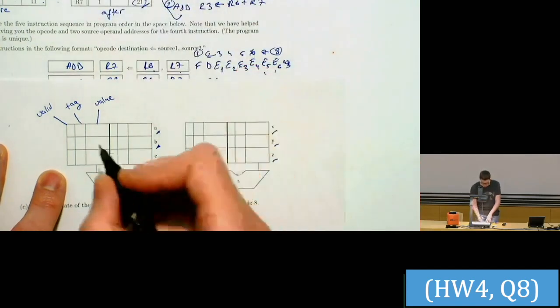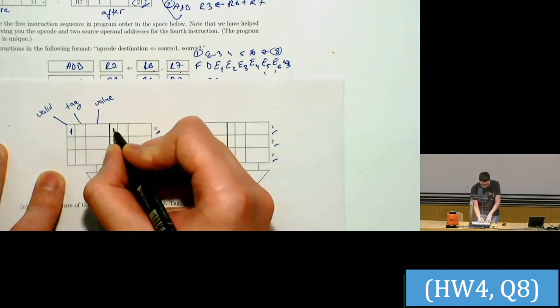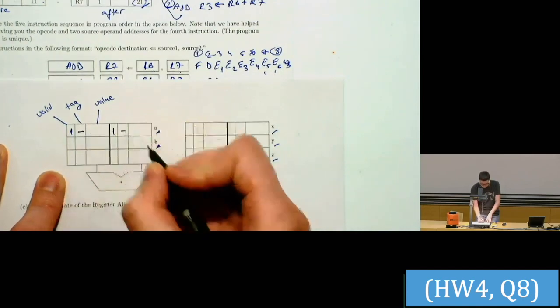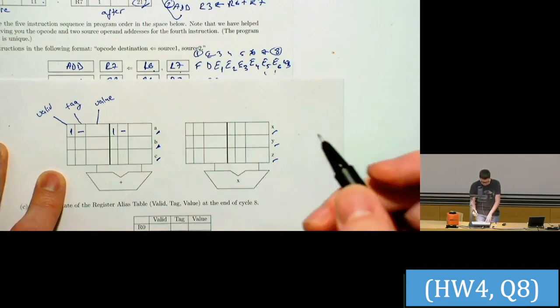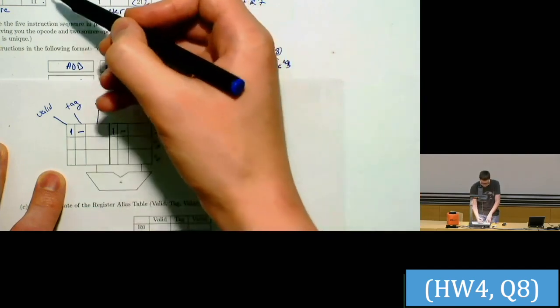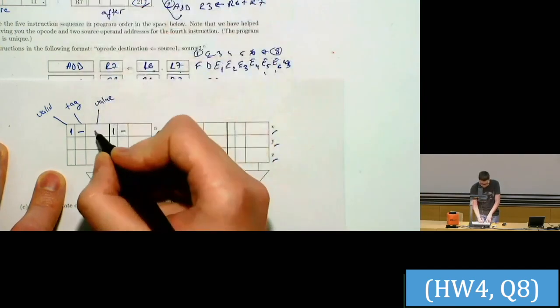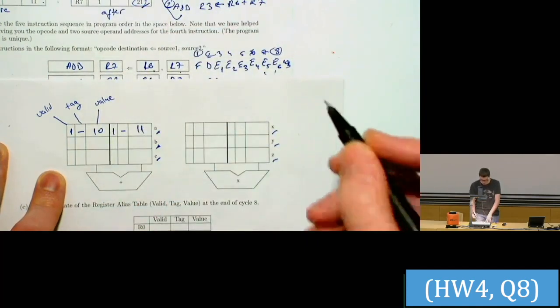in the register file, right? So for those two source operands, the valid bit is 1. We don't have any tag because we are not waiting for the result to come from another reservation station entry. And we have the values we can just look up from the register file, 10 and 11. So 10 for R6, 11 for R7.